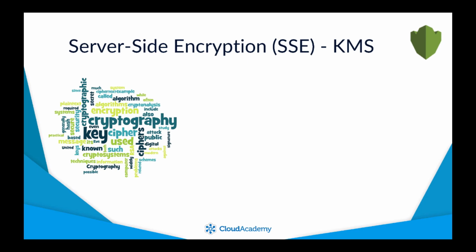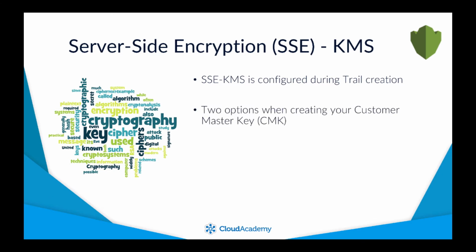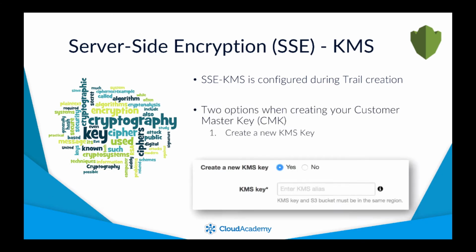You can choose to implement SSE-KMS encryption, which is server-side encryption with AWS KMS managed keys, during the creation of your trail. If this is selected, you must select one of two options when defining your key. The first option is for CloudTrail to create a new KMS key for you, which will be your customer master key, CMK, and CloudTrail will apply the correct policy to that key. Or secondly, you can select an existing customer master key to which you must then apply your own policy with the correct permissions.